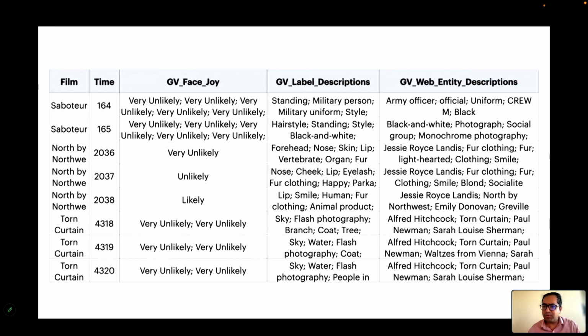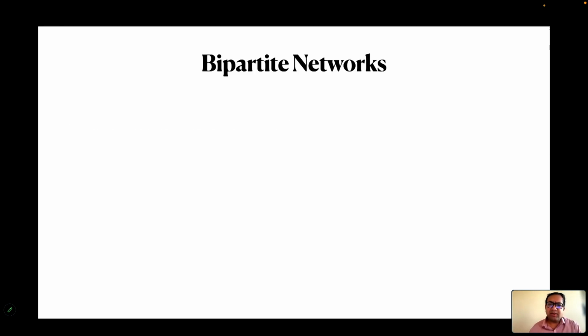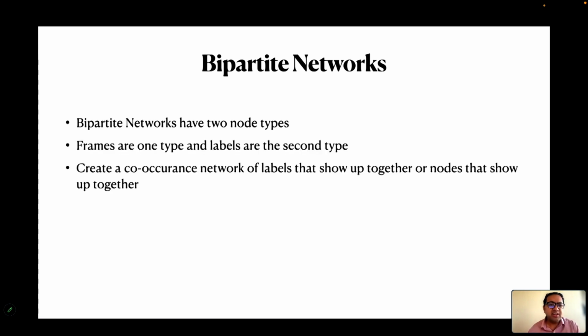And then you just develop what are called co-occurrence networks. I'm just going to go through these real quick, and I might not be able to get to the backbone projection because I've only got 2 minutes. Bipartite networks are basically two types of nodes. They have a frame and an annotation, and you just check the co-occurrence of the labels to see if they show up together.